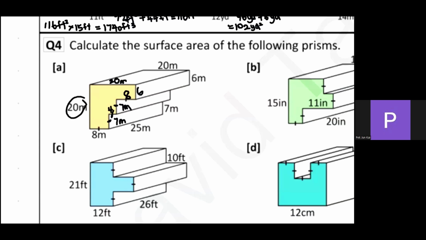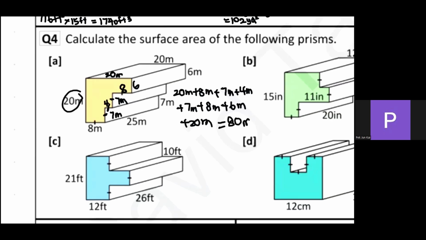So 20 meters plus 8 meters plus 7 meters plus 4 meters plus 7 meters plus 8 meters plus 6 meters plus 20 meters equals 80 meters. So this would be the perimeter of the cross-section. So we can take the perimeter of the cross-section and times the length of the prism, which we would get 2,000 meters square.